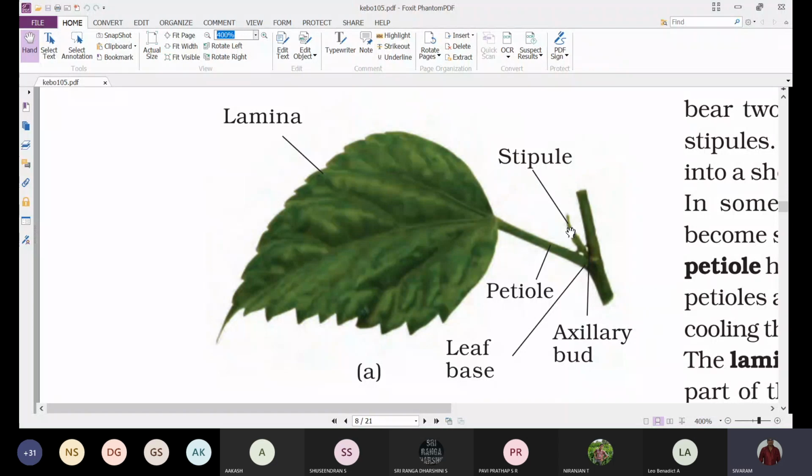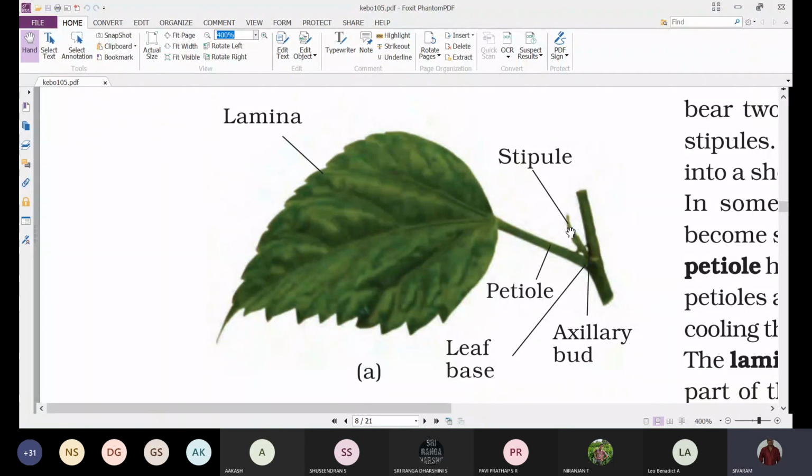If the leaf base does not possess stipules, then we call it exstipulate. Such leaves are described as exstipulate, E-X-S-T-I-P-U-L-A-T-E. If the stipules are present, stipulate. If stipules are absent, exstipulate.